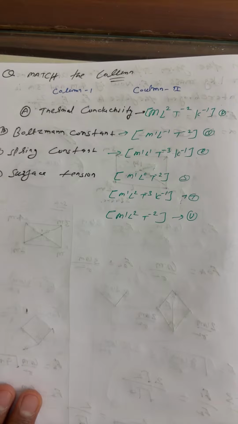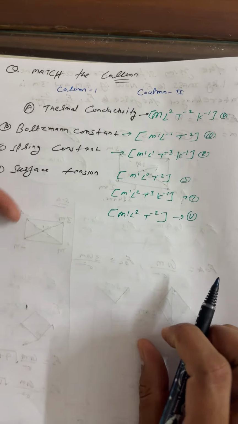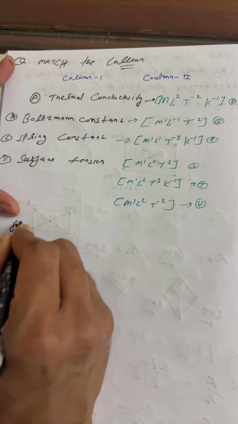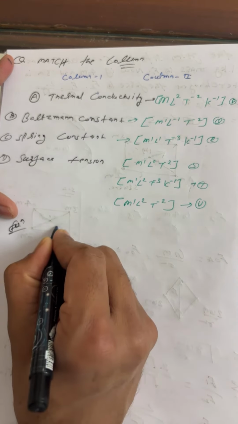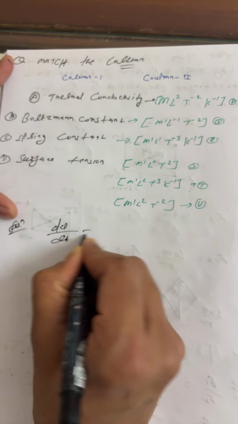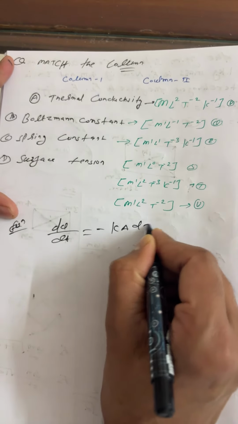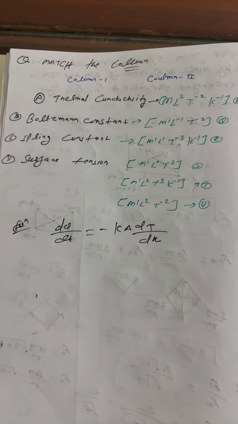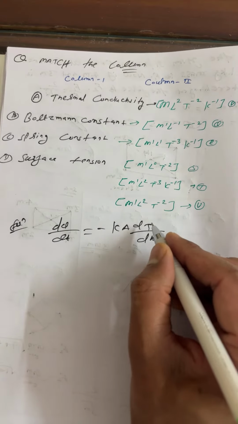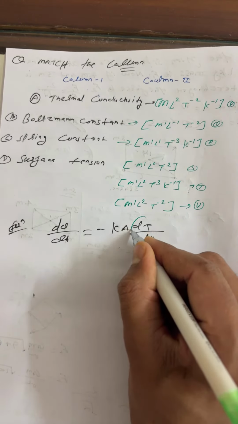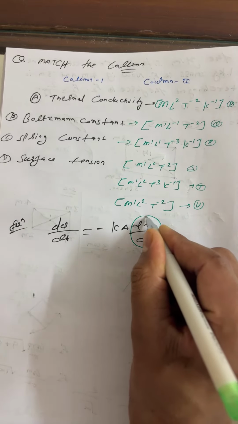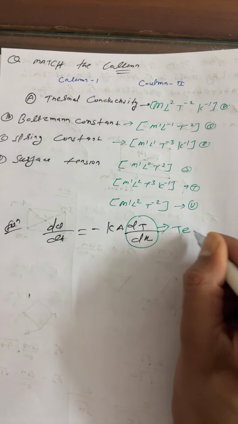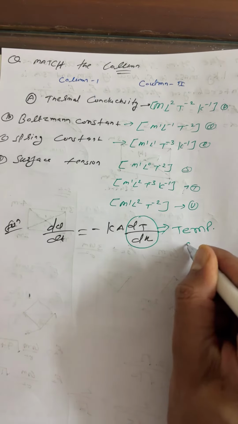Now, thermal conductivity. Here I'll give the formula only, for the solution. This is dq by dt. As I said, Physics Point is not only about making solutions; I'm here to help each and every candidate who wants to pursue IIT. Then this is dt by dx. Anyone tell me, what is this? This is known as the temperature gradient.